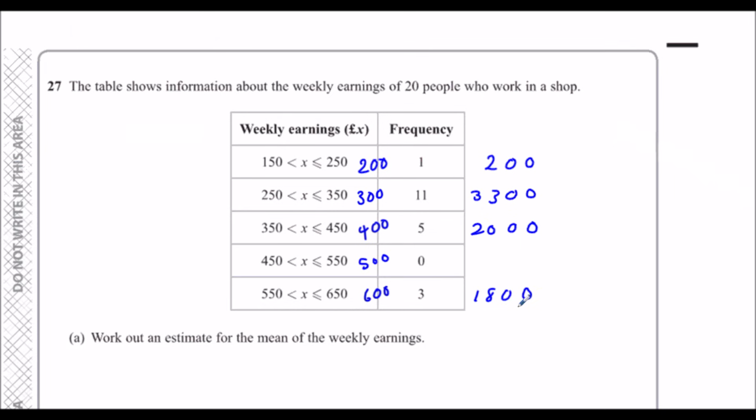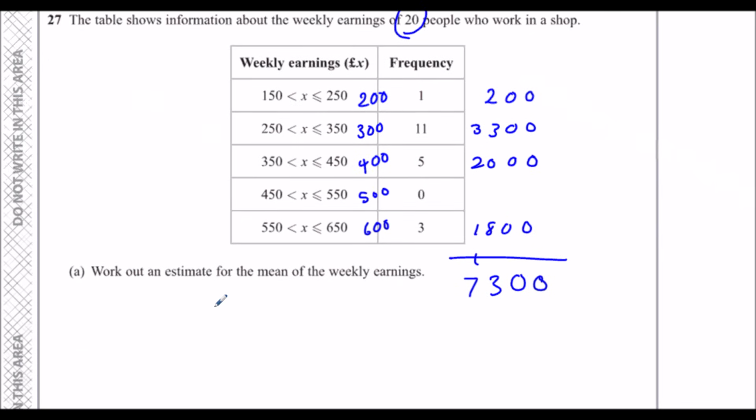So we're going to add up all of these people's earnings and divide by 20. So 0, 0. 2 plus 3 plus 8 is 13. And 3 plus 2 plus 1, that's 7. So in total, we've got £7,300 divided by 20, which is 730 over 2. 700 halved is 350, 30 halved is 15, so £365.